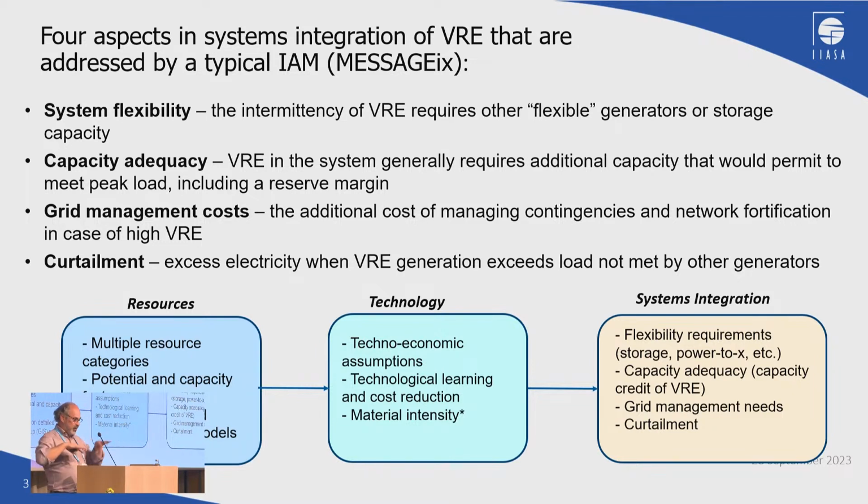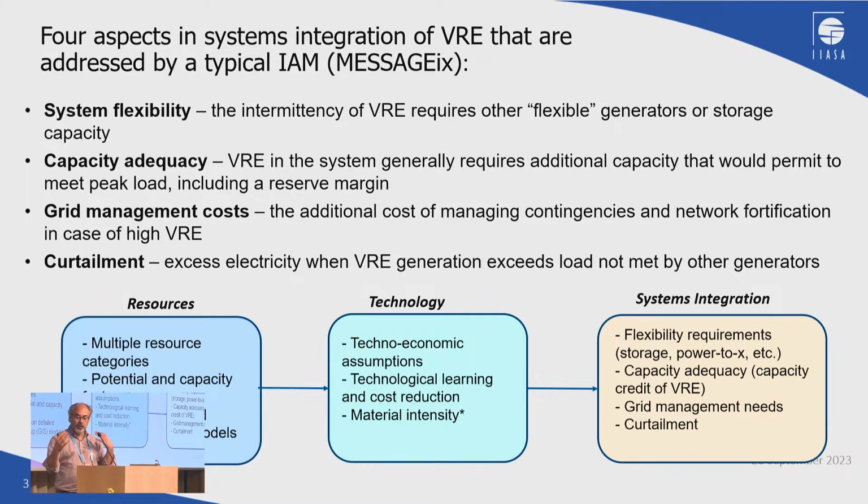different distributed sources which can compensate each other, so the grid costs increase as well, and you need to integrate that into your tool too. And then finally, there will be situations where you have curtailment.